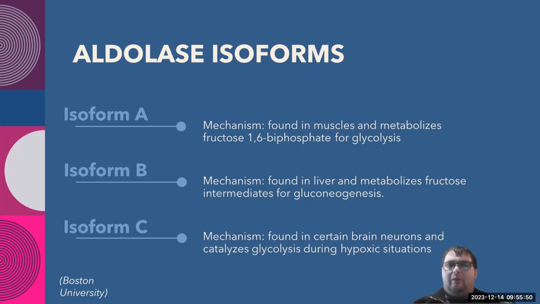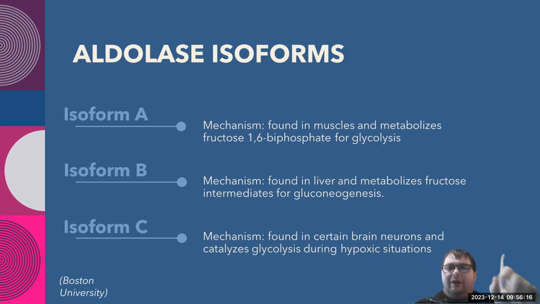Well, isoform B aldolase does that with fructose and turns it into glucose for immediate harvest or for storing as fat. And then isoform C. Now, isoform C of aldolase, there's still research going on on what it's meant for.